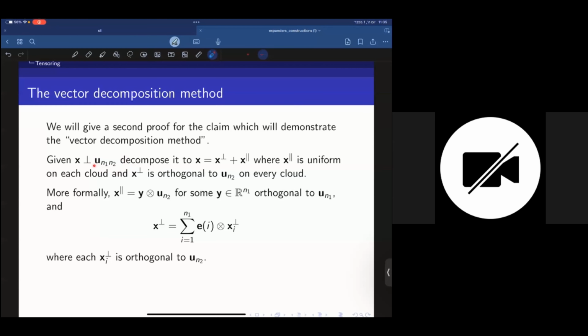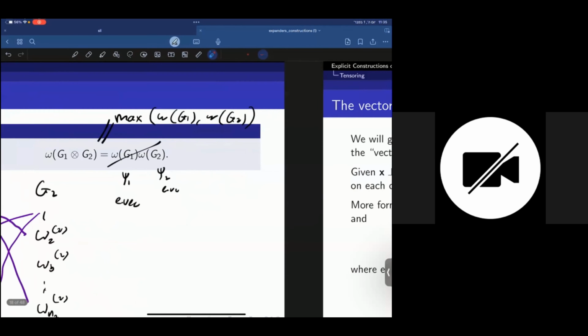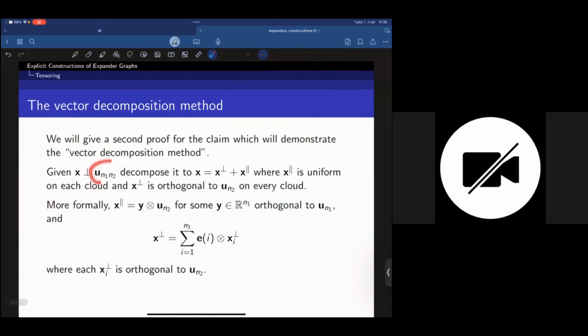So we know that this vector, using slightly what we did here, really, is an eigenvector of the tensor, because we know that n1 is an eigenvector of the first one, n2 is the second one. So that's definitely an eigenvector also of the tensor product of the graphs.